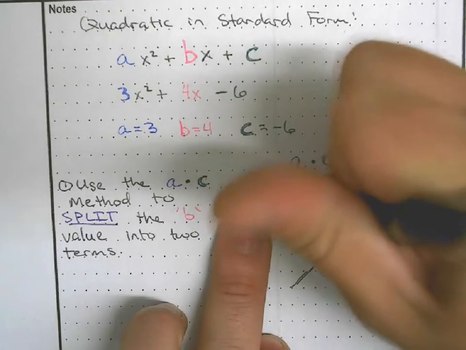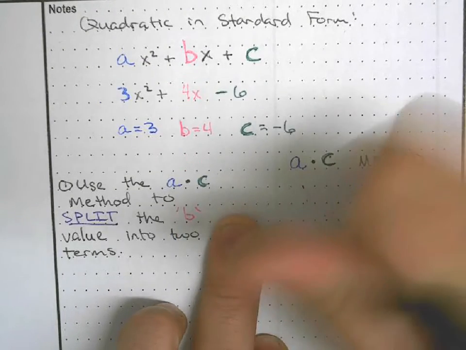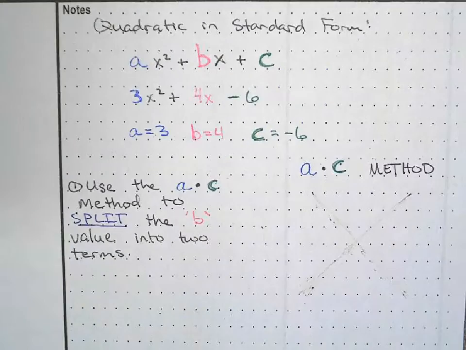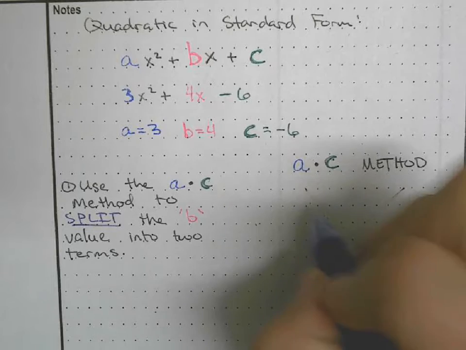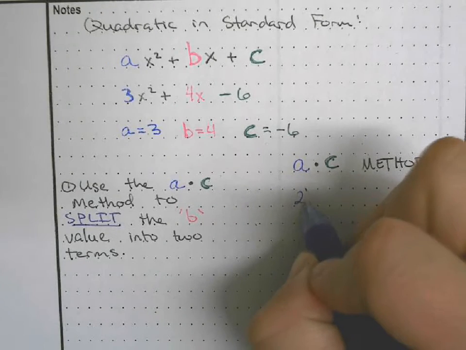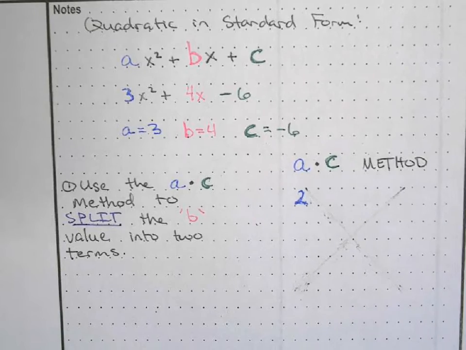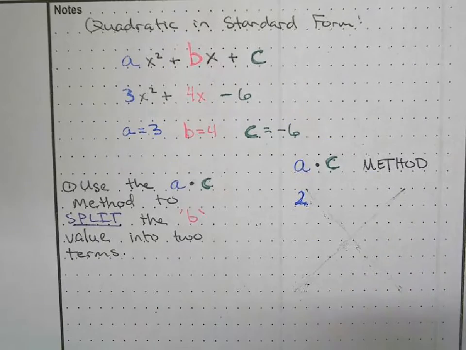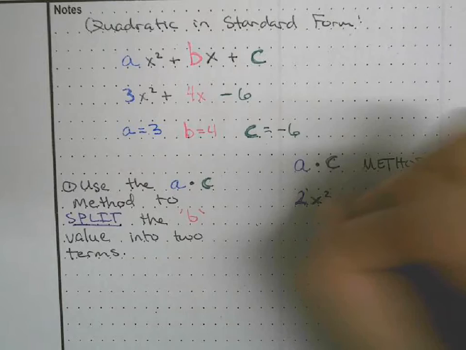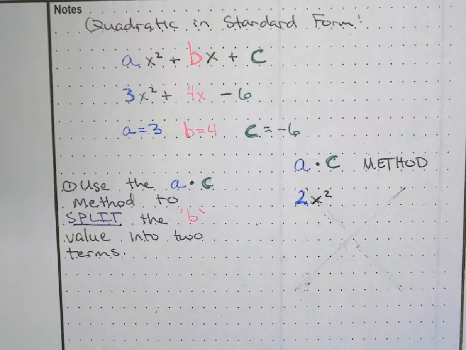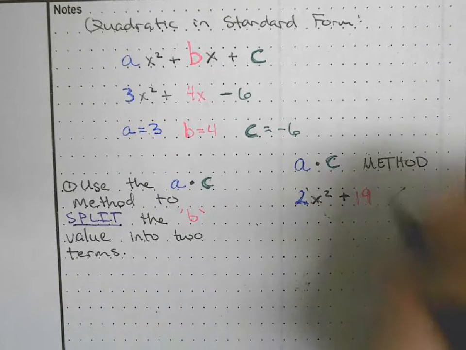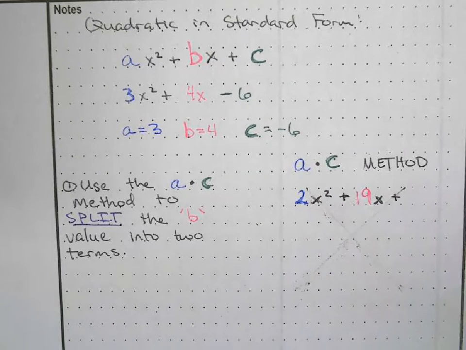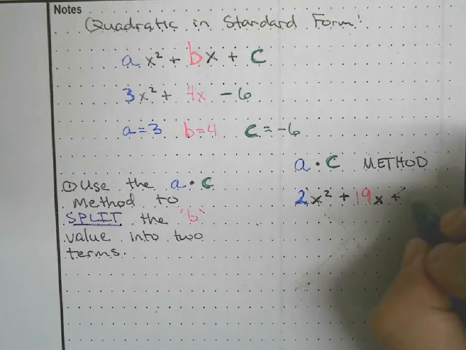So let's use an example. I need some more space. Sorry about this. So here's our example that we're going to be working with. I will have 2x squared plus 19x plus, and my C value is 24.